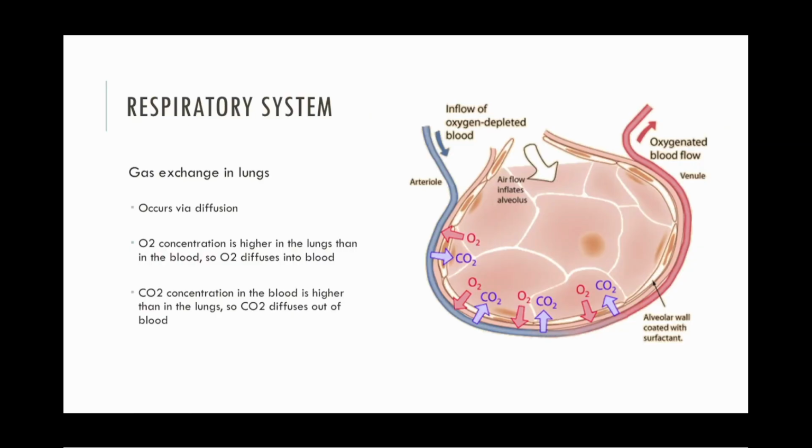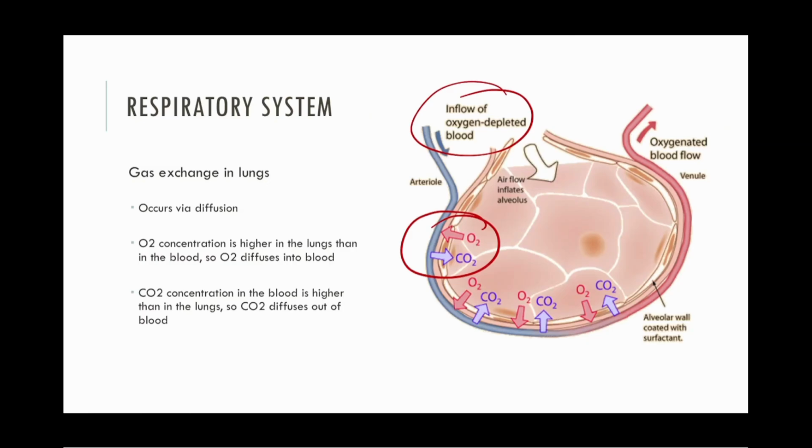Gas exchange is all done via diffusion. We have inflow of oxygen-depleted blood. And as you come into the alveoli, you can see we start absorbing O2, and we diffuse out CO2 so we can exhale the CO2. And this goes on throughout the capillary.